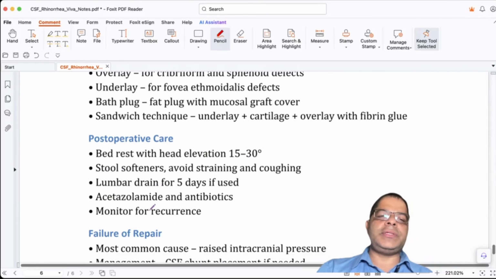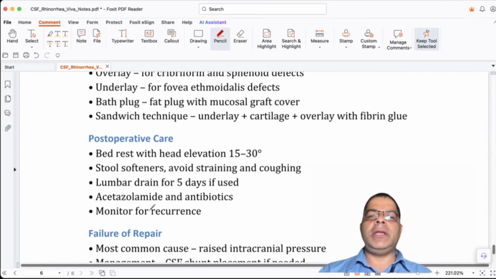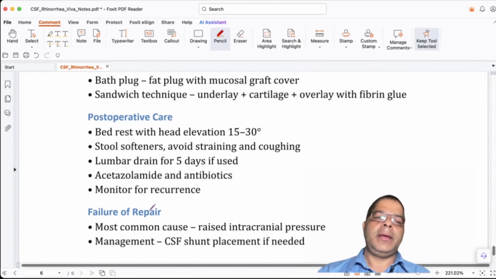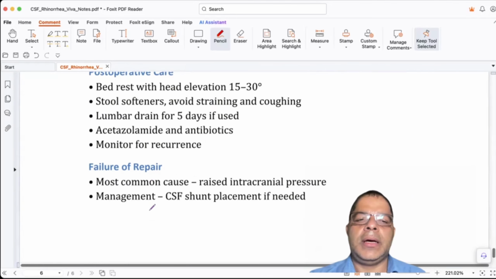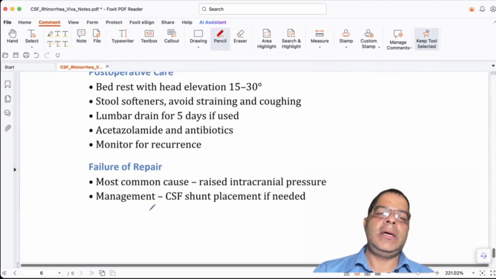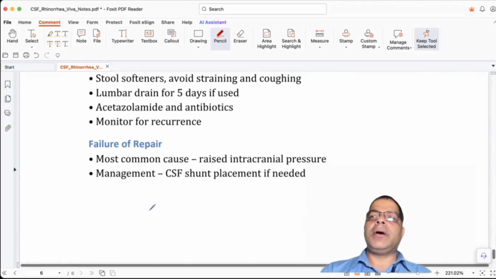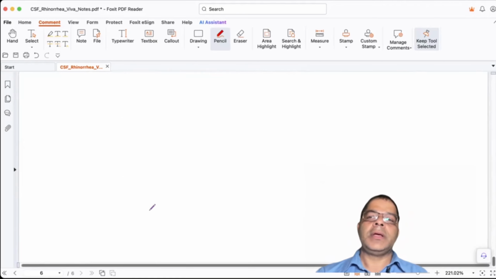Post-op care is crucial here. Bed rest, head should be elevated 15 to 30 degrees. Stool softener, no coughing. Okay. Lumbar drain, at least 5 days. Acetazolamide and antibiotics should be given. Yes, we have to monitor for recurrence of the CSF leak, because there are failures in some cases, and the most important cause is again raised intracranial pressure. So at that time it needs a CSF shunt. Thank you.